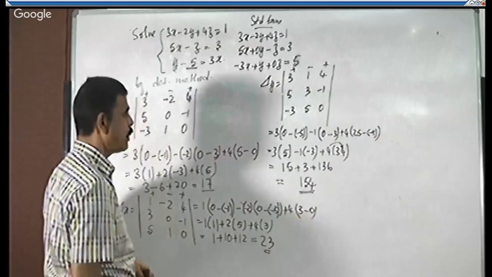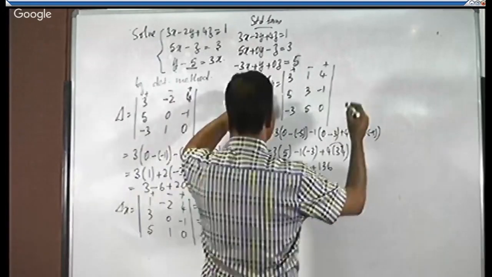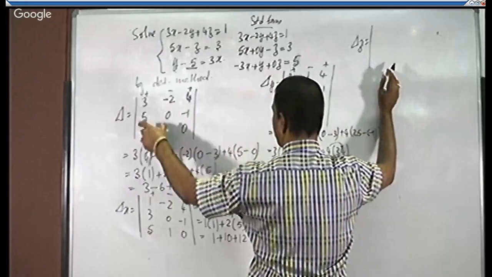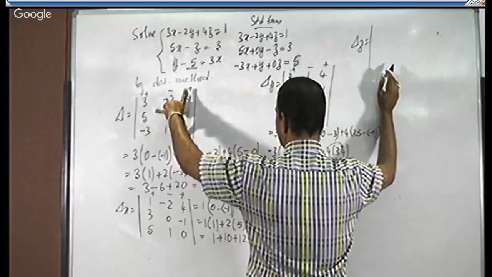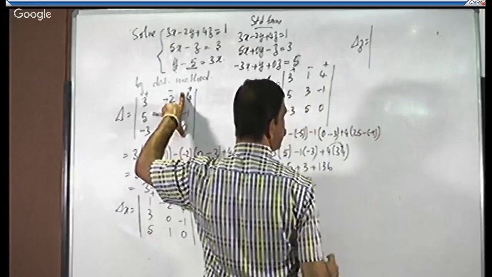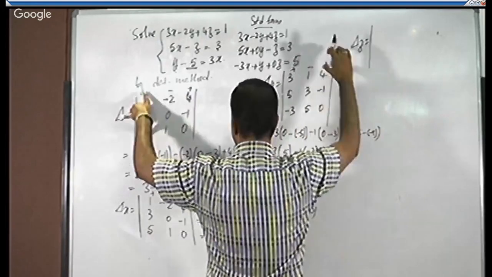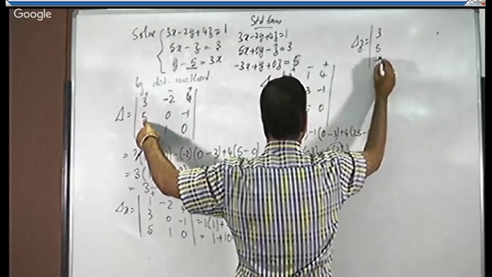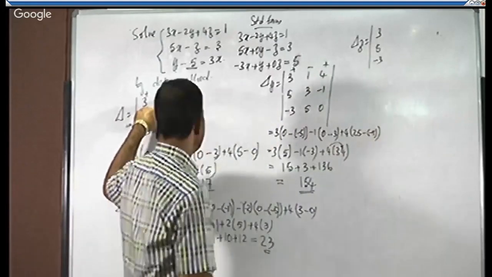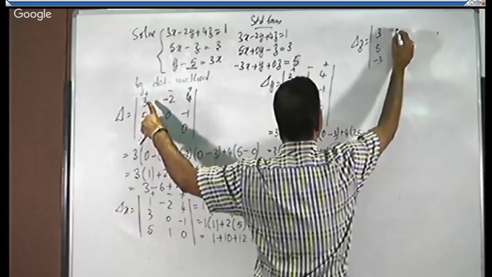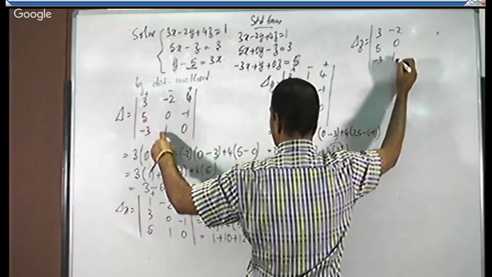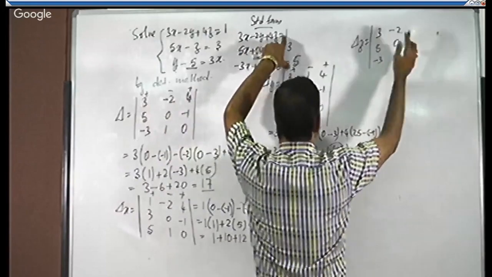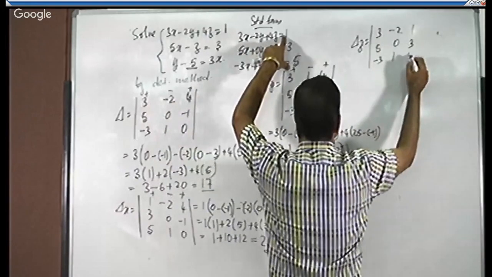The same way, calculate delta Z. Delta Z is equal to, in delta replace Z coefficients by the constant. X coefficient 3, 5, minus 3. Y coefficients minus 2, 0, 1. Z coefficients we have to replace it by the constant. 1, 3, 5.